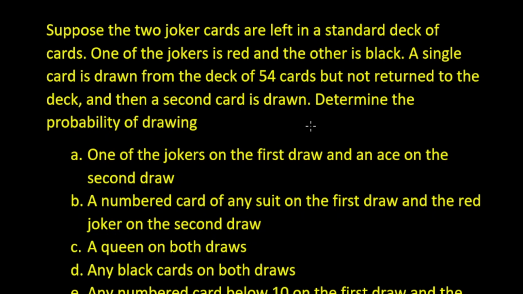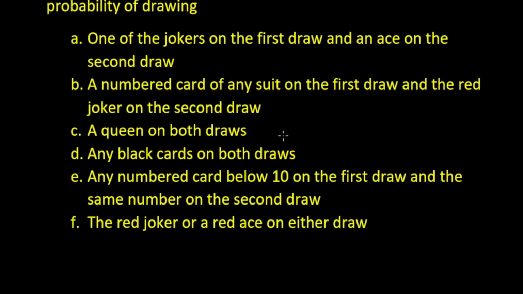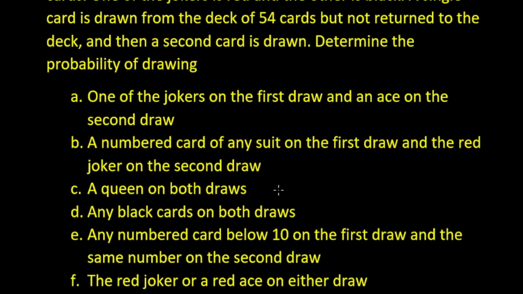In this question, you will draw 1 card on the first draw, but you will not return the card that you draw back to the deck of cards before you make the second draw. And you have to find the probability of all these situations here. Now, let's look at situation A: finding the probability of drawing one of the jokers on the first draw and an ace on the second draw.